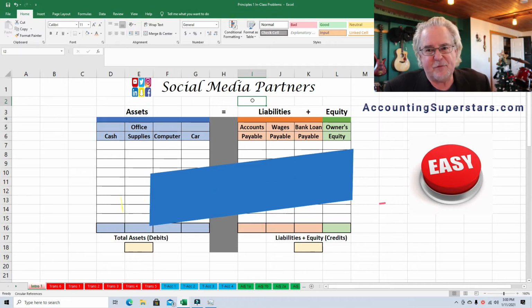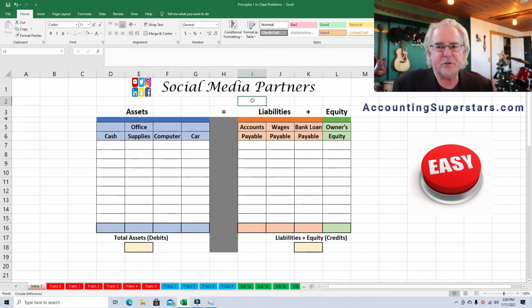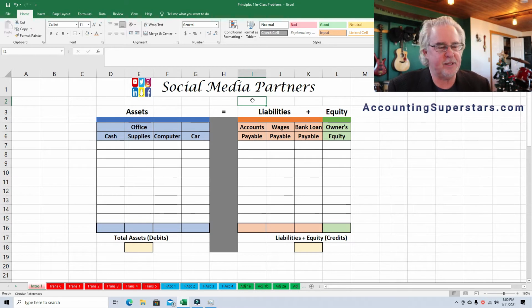This lesson is designed for people in their first week of accounting class, probably their first chapter of accounting. It's not that hard. Our objective today is just to make sure the left-hand side equals the right-hand side. If we can do that, we can do accounting. So here's what we've got going on. We've got Social Media Partners. What they do is they help other businesses with YouTube and Facebook and Twitter.